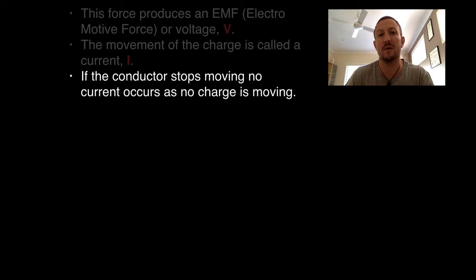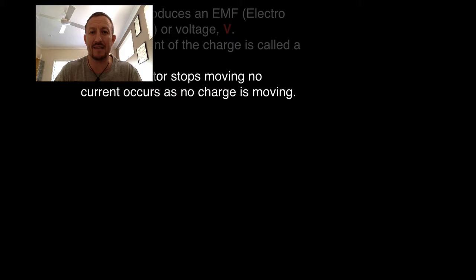Because that field has disappeared, there's no interaction, no force, that's it. So as a result, the electrons stay where they are. So as soon as a conductor stops moving through a magnetic field, that's it.